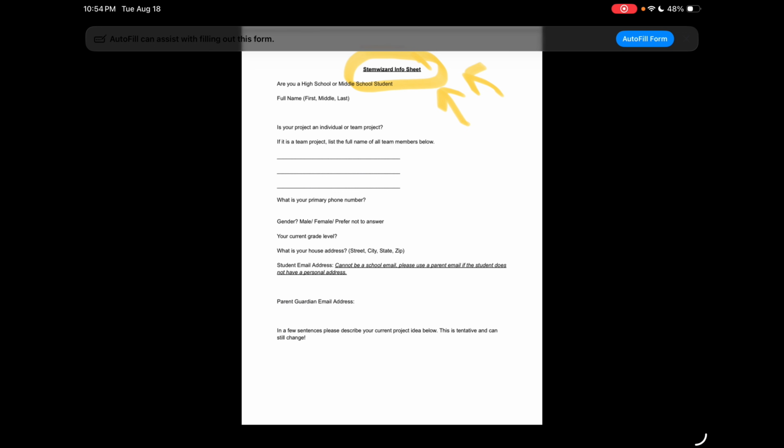At the bottom, all of the questions at the top are just general questions, information that your parents and you can easily fill out. But at the very bottom, it says, in a few sentences, please describe your current project idea below. This is tentative and can still change. I want you to know we're not in the stage yet where your project is final or anything, but whatever idea it is that you have, please list it at the bottom so that I can help you choose a category when we're creating these online accounts for you.